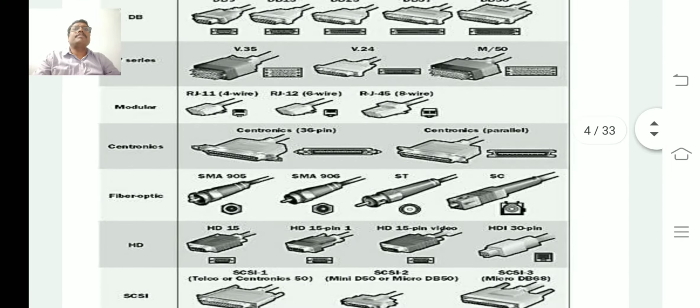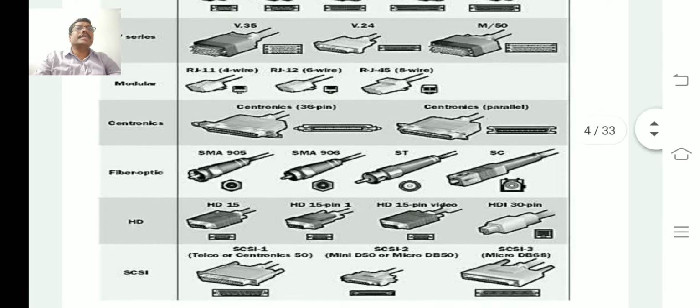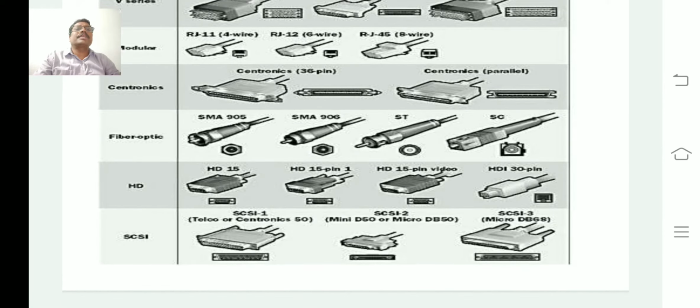And we have fiber optic, which appears to be the same as our TV cable at the end. Then HD cables, where HD means there are VGA card cables. Then SCSI type cables, SCSI-1, SCSI-2, SCSI-3, like the different types of connectors.